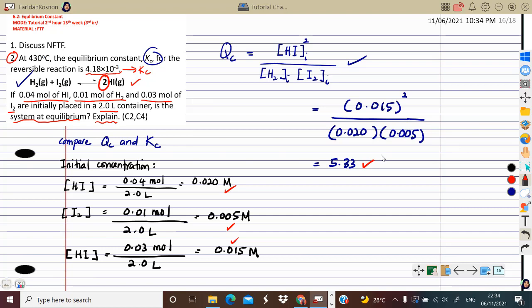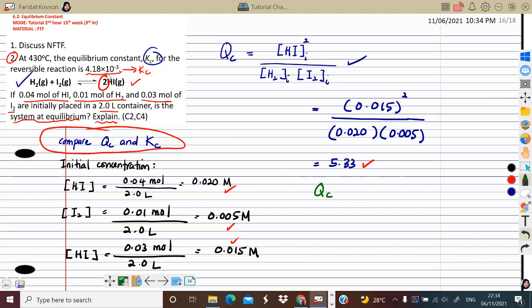Tapi tak settle lagi because the question ask you to state, dah determine tu kita kena nyatakan is the system at equilibrium or not. Okay, jadi macam mana kita compare tadi kan? Saya dah sebut kita kena compare Qc and Kc. So, dekat sini Qc is compare dengan Kc. Qc kita 5.33 tapi Kc kita 4.18 darab 10 kuasa negatif 3. Dia dalam bentuk perpuluhan tu kan. Okey, jadi maksudnya Qc is greater than Kc. Okey, apa maksud Qc is greater than Kc?